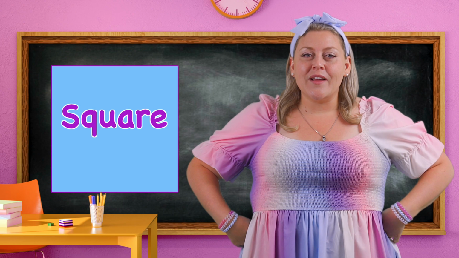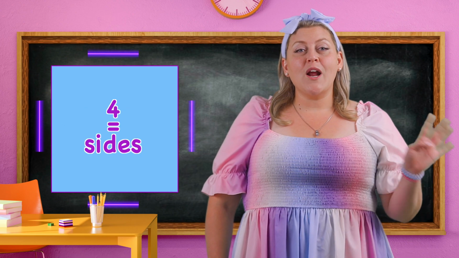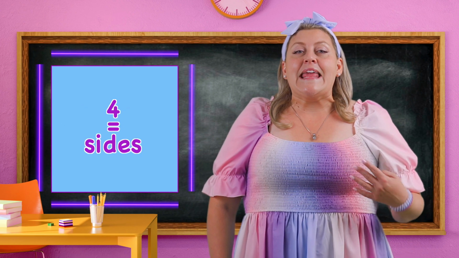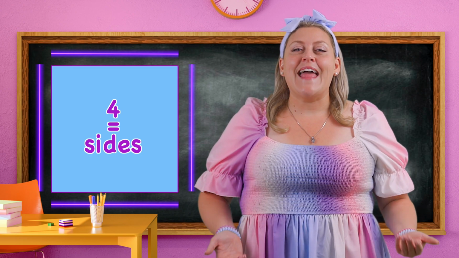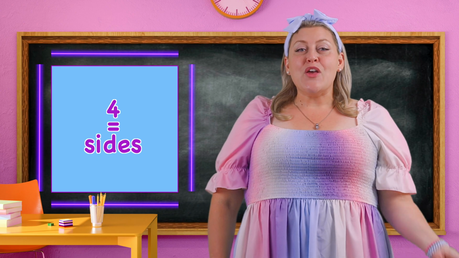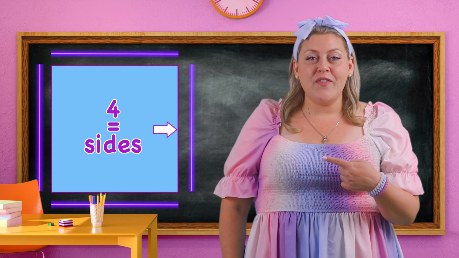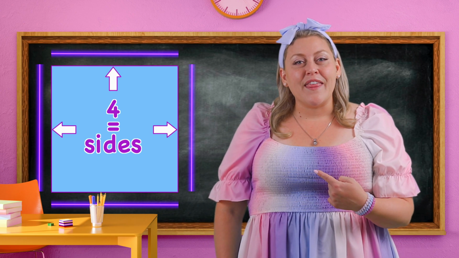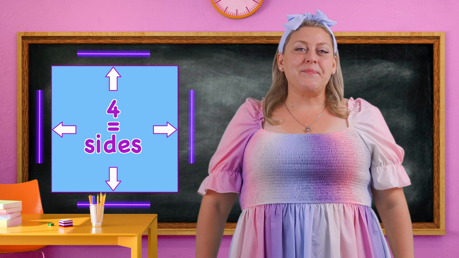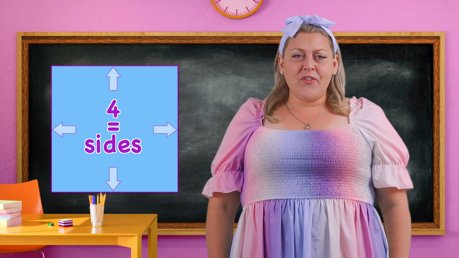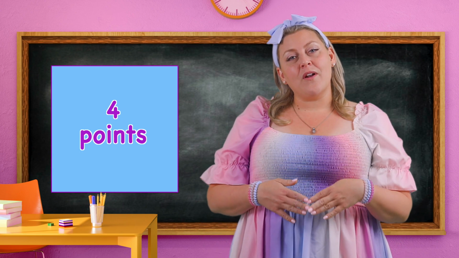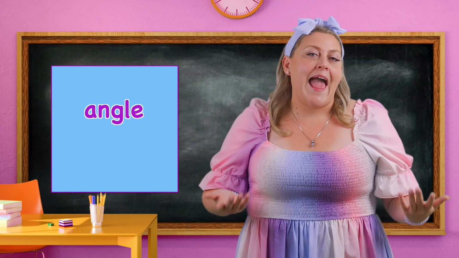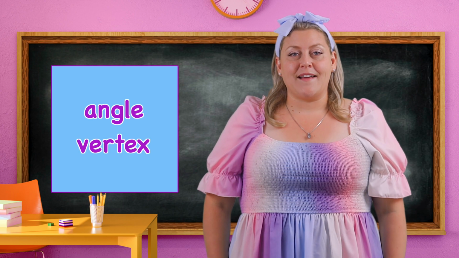Let's take a look. Squares have 4 equal sides. Equal means that all of the sides are the same length. Look, you can see that all of the sides are the same length. How neat! Squares also have 4 points where the lines meet in the corner. We call this an angle or a vertex.